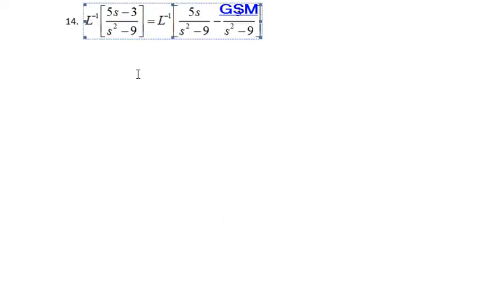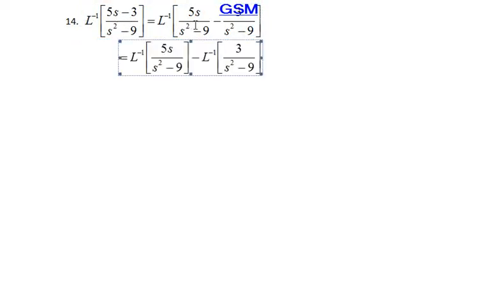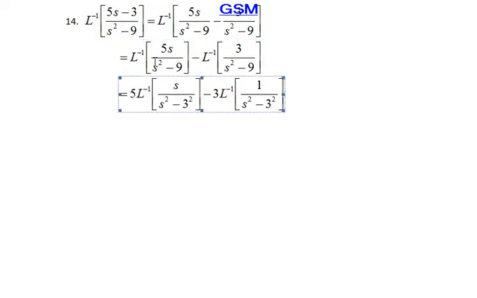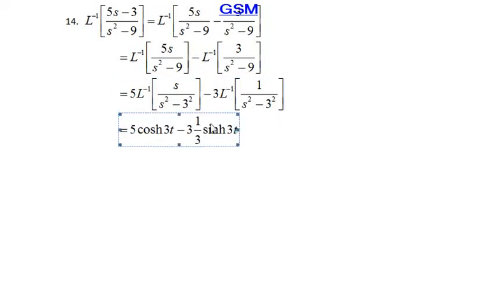So we will see the second question. L inverse of (5s minus 3) divided by (s squared minus 9). Same method. So first distribute the denominator to the numerators. That is 5s by s square minus 9 minus 3 by s square minus 9, and separate the terms by L inverse. Then take out the constants, then apply the formula.